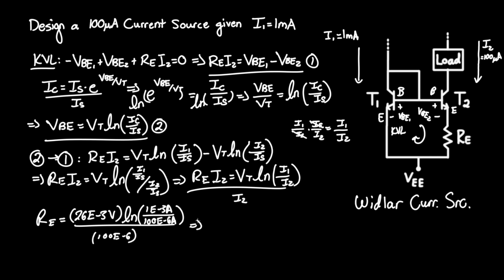That gives you our final value for RE. And if you put that in a calculator, it will give you 598.72 ohms. So this is the resistance required to make I2 that much smaller than I1.